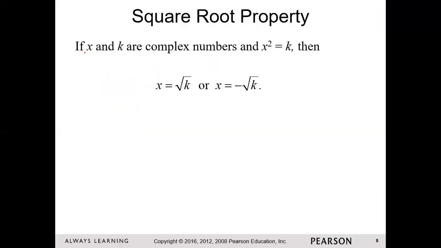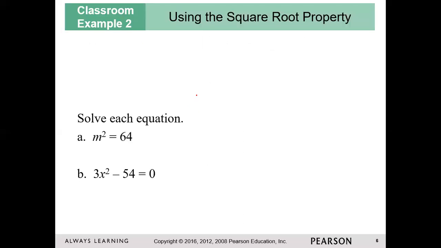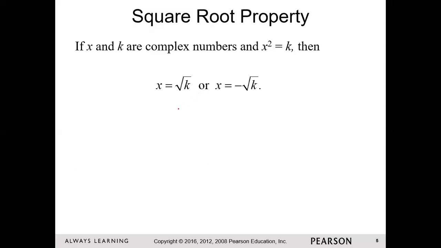All right, so if x and k are complex numbers and x squared equals k, then x equals the square root of k, or x equals the negative square root of k. All right, so essentially what's going on with this is that this is the square root property. They're trying to get you to understand what's going on here. But what I'm going to show you now is a very simple definition, okay?